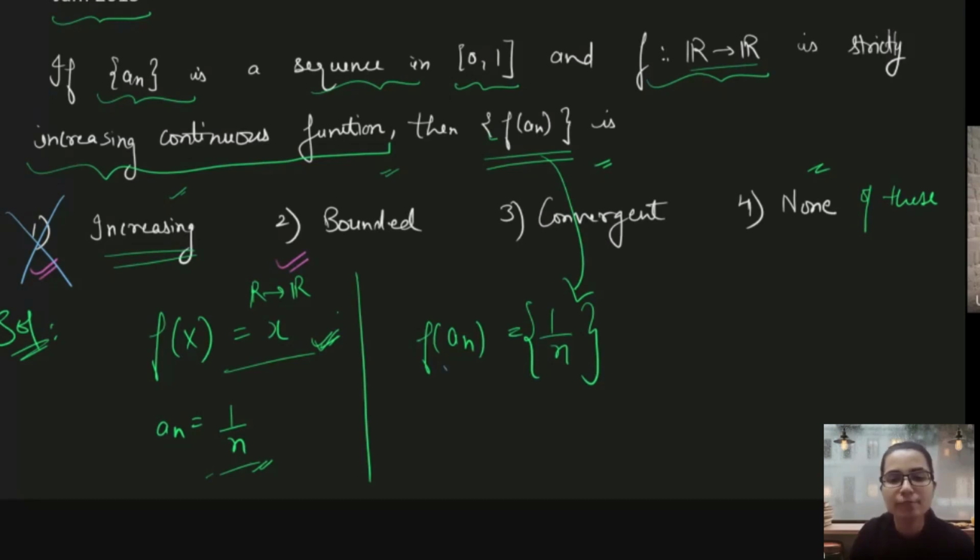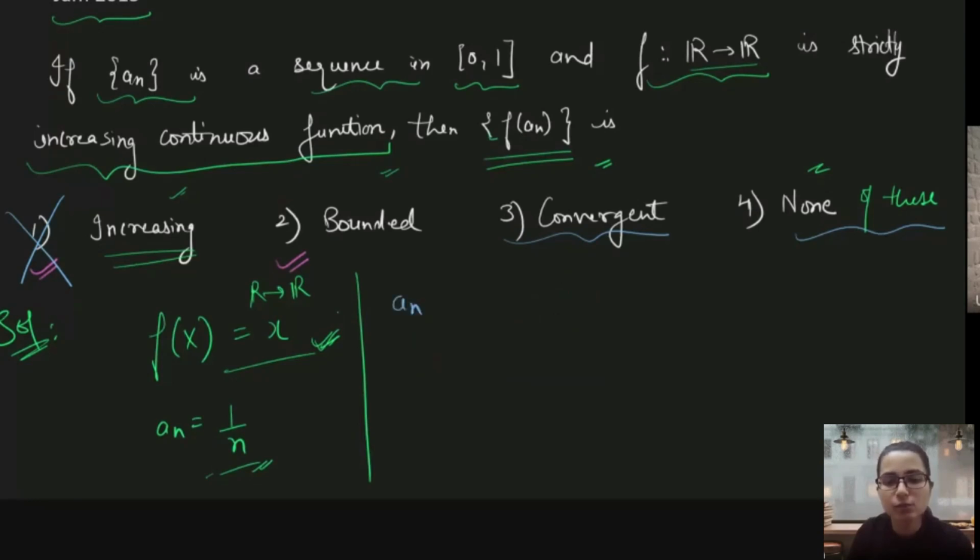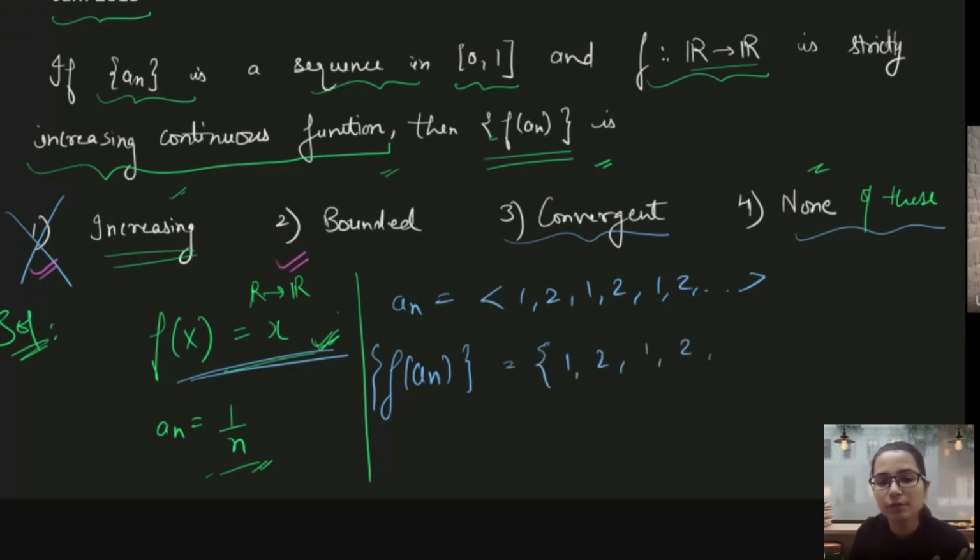So f(a_n) is bounded, second option. The second option seems true, but I will not take it, because I don't know if it's correct or not. Third is saying convergent. Yes, it also seems correct. Fourth is saying none of these. I don't know, maybe. So I'm able to cut only one option with the help of this example. If I take a_n equal to, let's say, 1, 2, 1, 2, 1, 2, and keep the function the same, what will happen? I've taken a simple oscillating sequence. f(a_n) will become 1, 2, 1, 2, 1, 2, something like that.